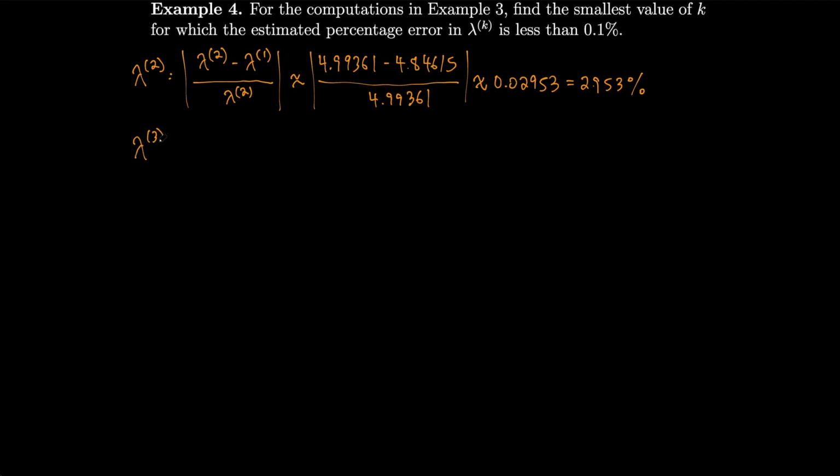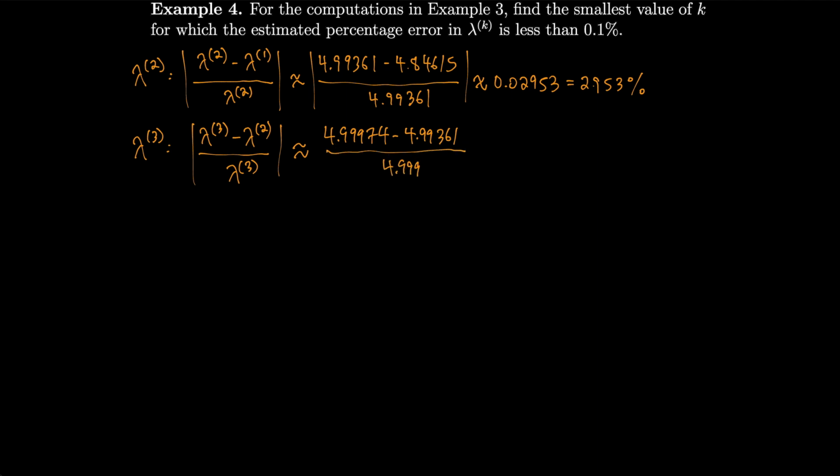Let's go up to lambda 3 then. So lambda 3 minus lambda 2 over lambda 3 in absolute value gives us about 4.99974 minus 4.99361 over 4.99974, and we get about 0.00123, which is 0.123%. All right, so we're getting there.